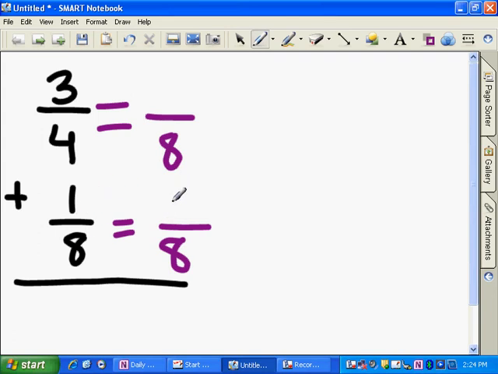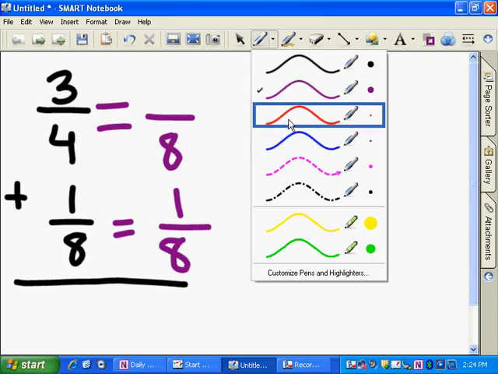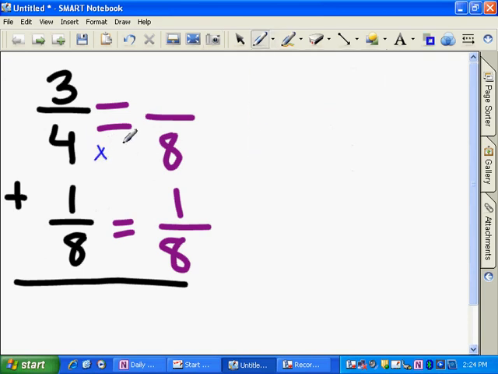The bottom fraction stays the same. We're going to stick with 1/8. But for 3/4, because 4 times 2 is 8, I'm going to multiply 3 times 2, which is 6. So all I'm doing is rewriting 3/4 as 6/8. It has the exact same value. It's just like $1 is the same thing as 4/4. It has the same value. It's just that I can use it this way. Okay? So now 6/8 plus 1/8 is 7/8, and it cannot be simplified. So 3/4 plus 1/8 is equal to 7/8.